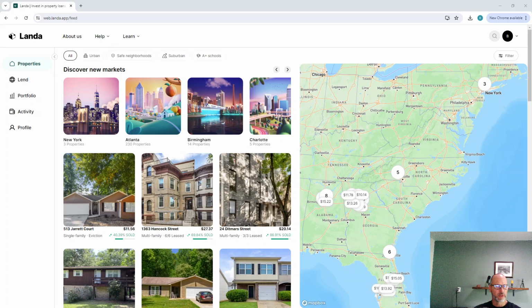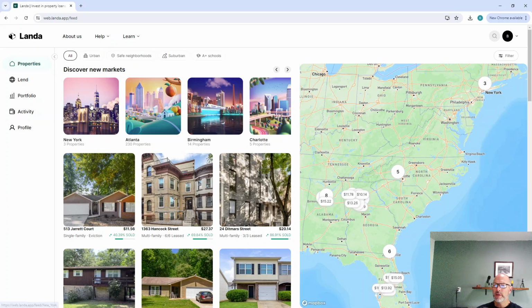So turning on the screen here, when you log on to Landa, you create your own account, you log in, and you come to this page. This shows all of the properties that they have. It shows kind of a cool layout here with the different areas of the country that they have properties available. You can zoom in and out, and it's pretty much primarily in the southeast. They do have 3 multifamily properties I have found in New York State. In fact, they're just outside New York City.